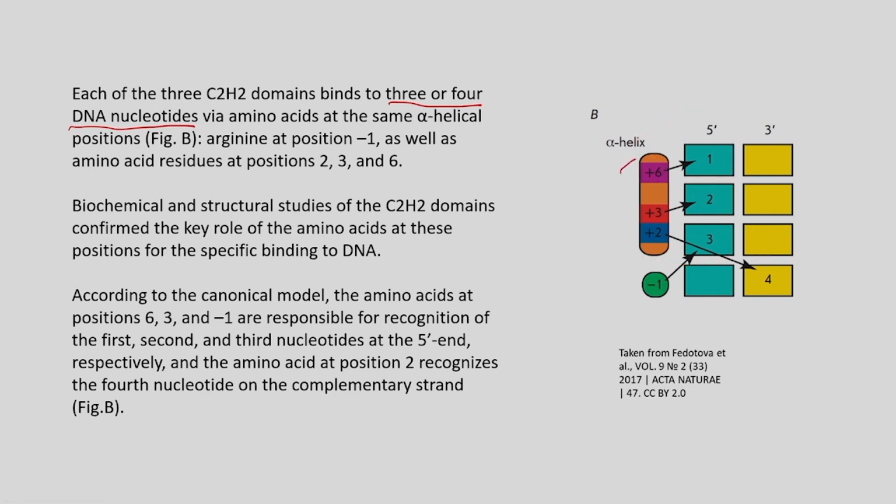These positions 6, 3 and -1 are responsible for binding to the 1st, 2nd and 3rd nucleotides in the forward strand, or the 5 prime strand, and the amino acid at the second position binds to the 4th nucleotide on the complementary strand. So, this is very important to remember: how the zinc finger C2H2 domains bind to a double stranded DNA molecule.